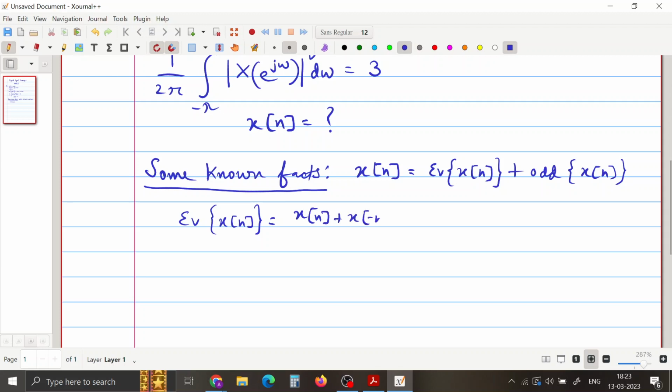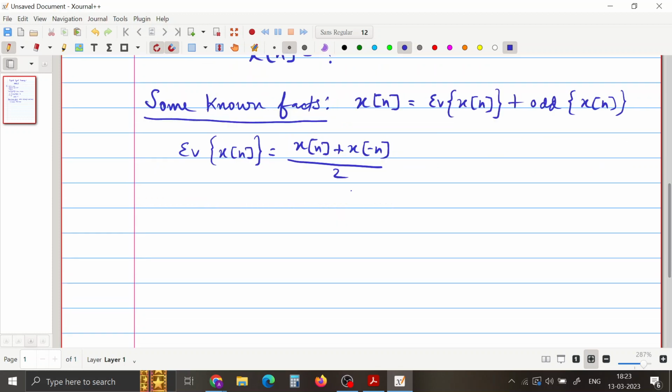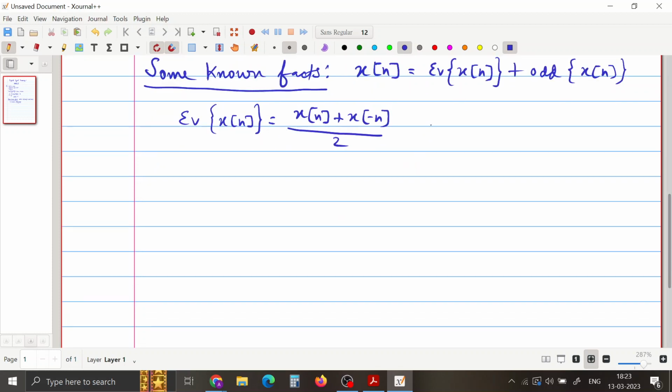I already dictated it initially, but I am still writing it down because we might need this for solving the problem. And the odd part just has a minus sign. So if you just add these two, even and odd parts, you get x of n, right? And now coming to our problem, now I am coming to the solution.